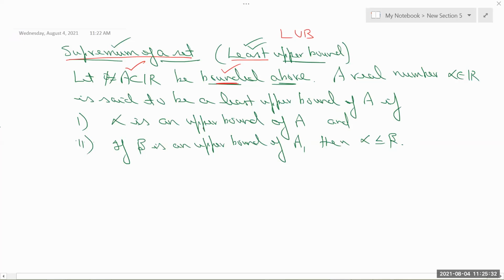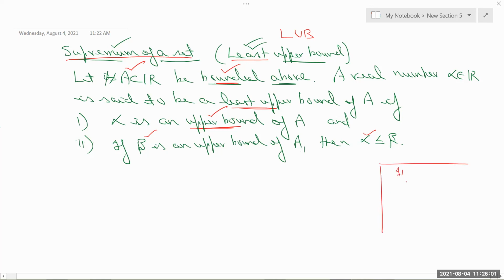If alpha is an upper bound of A, first of all, for least upper bound, it has to be an upper bound. And if there is another upper bound, then if you are claiming that alpha is the supremum of the set, least upper bound, then alpha has to be less than or equal to every other upper bound. Similarly, if your set is bounded below, you can define the concept of greatest lower bound, and that is called infimum. So a similar concept is there.